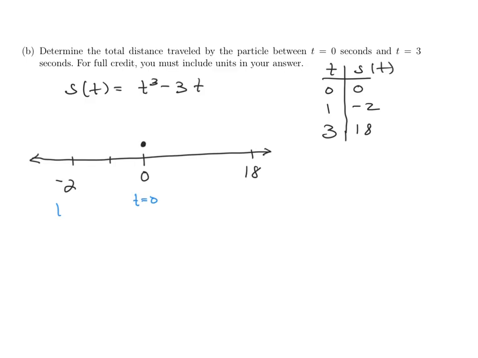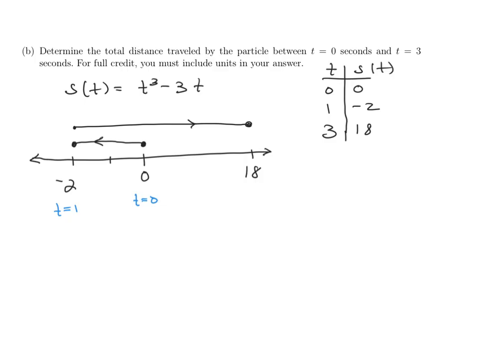When time increases to 1 second, when the particle is at rest, it moved all the way over here. So it moved this distance. Then between 1 and 3 seconds, it's here and it moves all the way over here. And that's where it ends up. So this particle starts here for 1 second and goes this way, and then turns around and goes this direction.